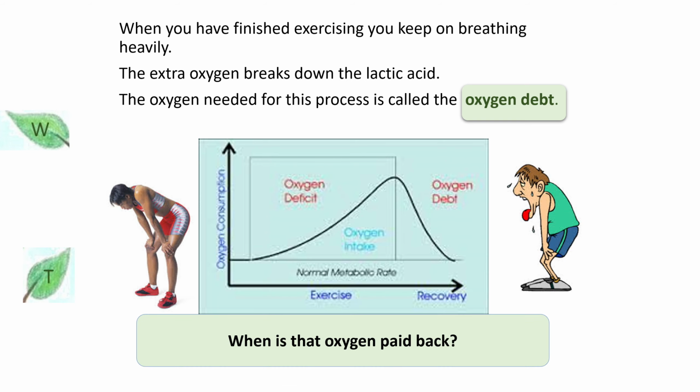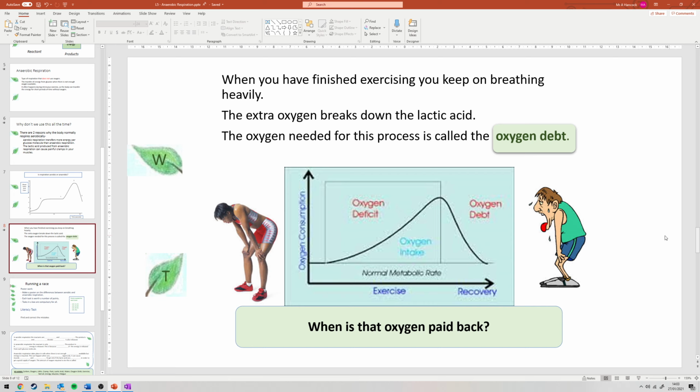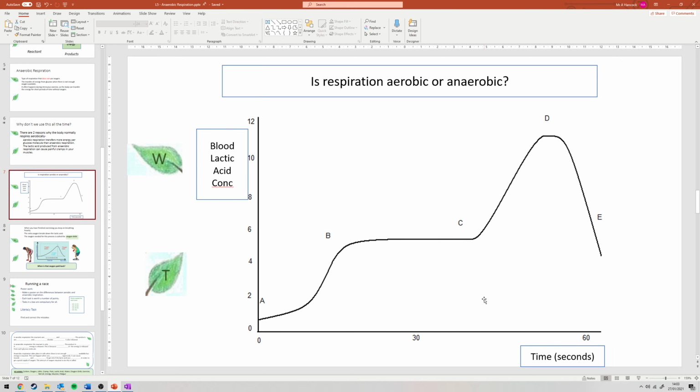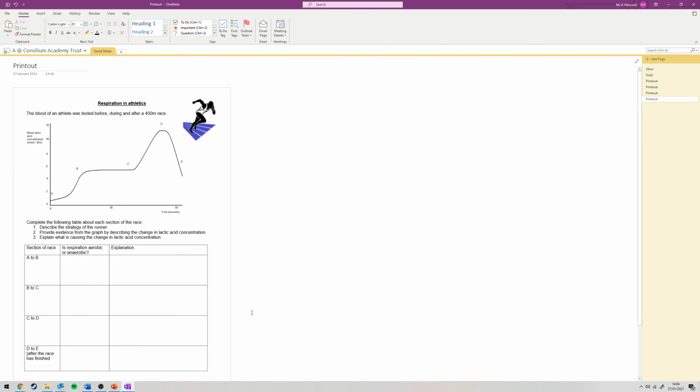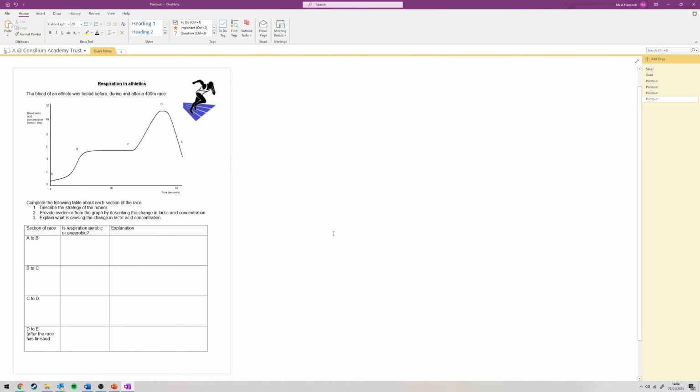So, let's go back one. We're going to go to this task. Now, this here, it says Group Task Anaerobic Respiration Worksheet. So I'd like you to open that, please. And we're going to go through this together. It's quite a difficult task. Now, but I think it's a really good one.